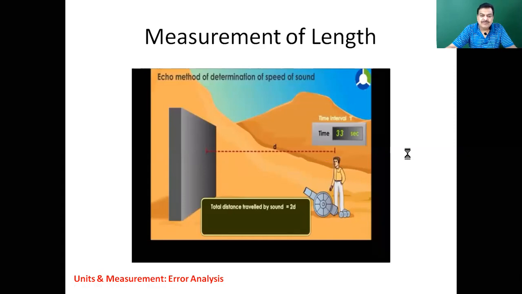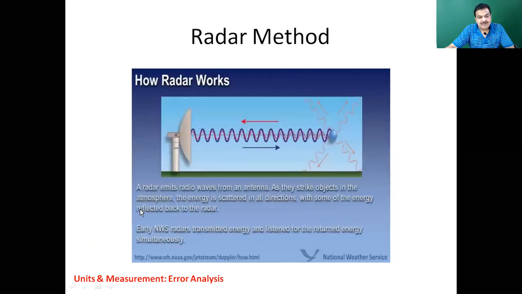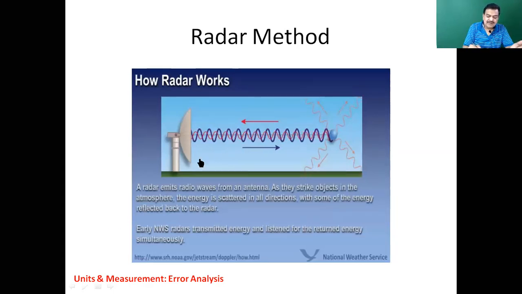Now I want to make you see how the radar works. Radar principle is again based on the echo method. Doppler radar is used extensively in weather forecasting, but have you ever wondered how it works? Look, this is the radar. It is emitting electromagnetic radiation. When that radiation strikes any object in between, it gets scattered, and a few of the radiations come back to the same antenna. The receiver is there.